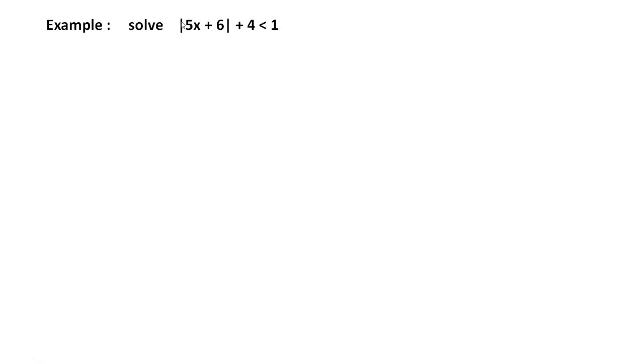Now let's see the third example. Solve the absolute value of 5x plus 6, plus 4, is less than 1. First, isolate the absolute value sign by subtracting 4 from both sides. Now, plus 4 will move to the right side. 1 minus 4 will be minus 3. So, with the absolute value isolated, the absolute value of 5x plus 6 is less than a negative number.